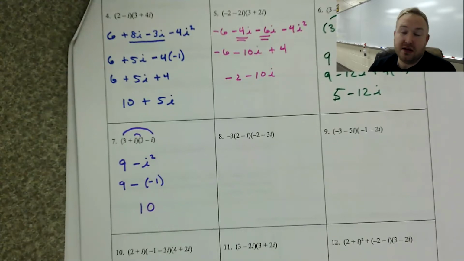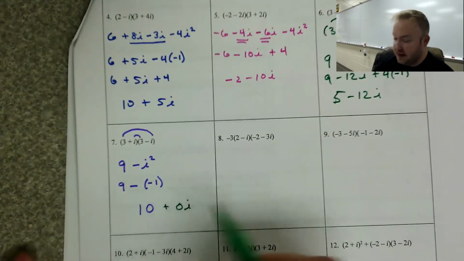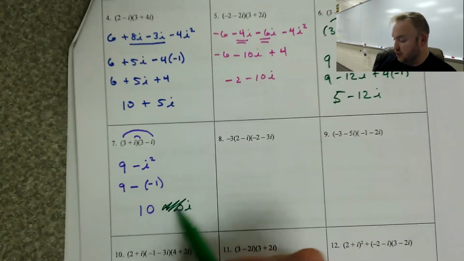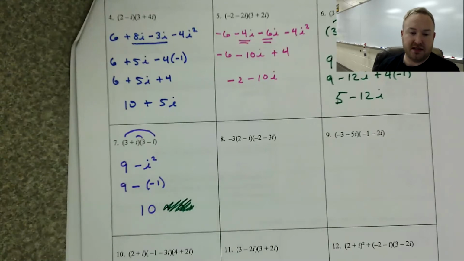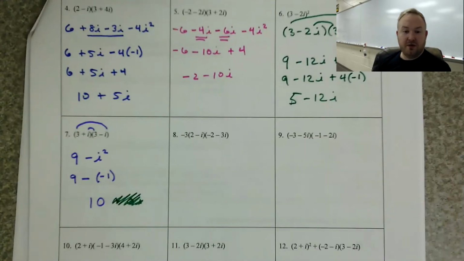You'll notice there that we just got 10, right? It's just a real number answer. You do not need to write 10 plus 0i. There's no reason to add plus 0i. That's just a waste of time. Let's move on to this next one.